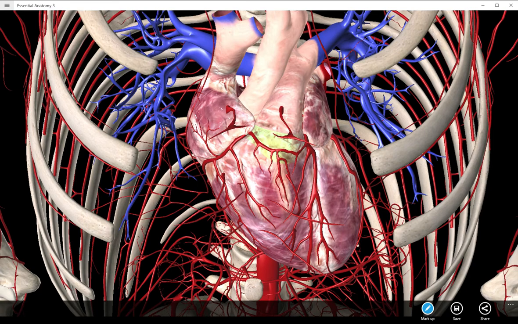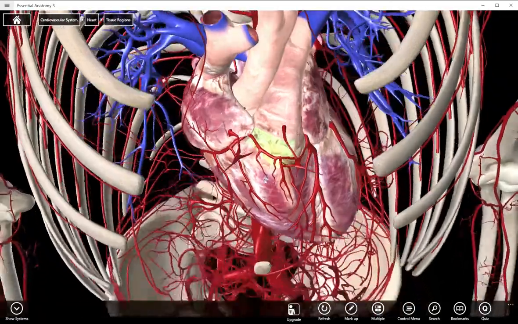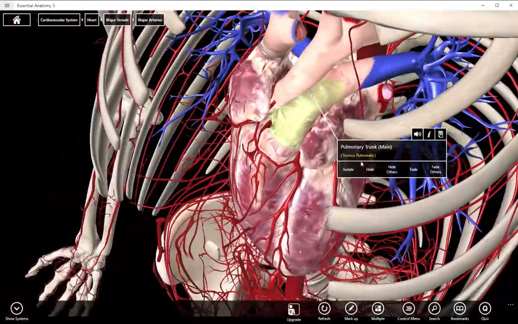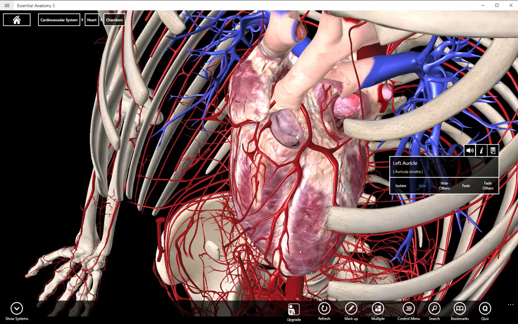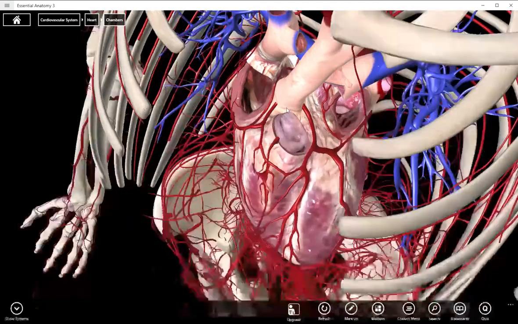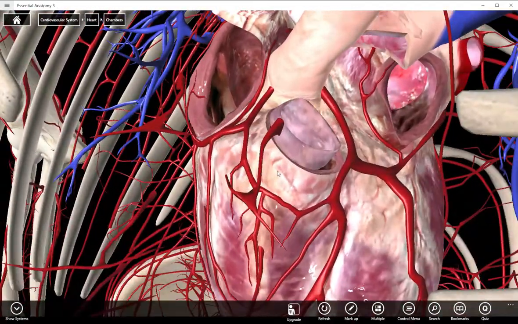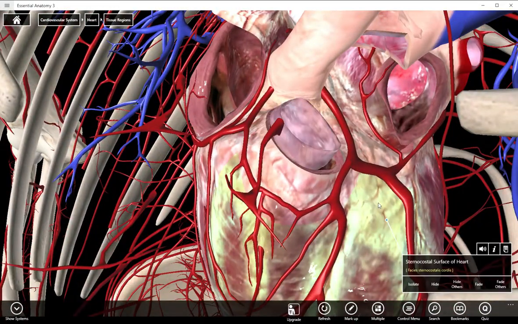So lastly, we just have the coronary vessels. Okay, so let's start off with, we're gonna have to move some stuff. So let's move some of these auricles. There we go. So the coronary vessels, they all come off the aorta. They're actually the first vessels to come off the aorta. And what is unique about these arteries is that they actually supply the heart with oxygen.